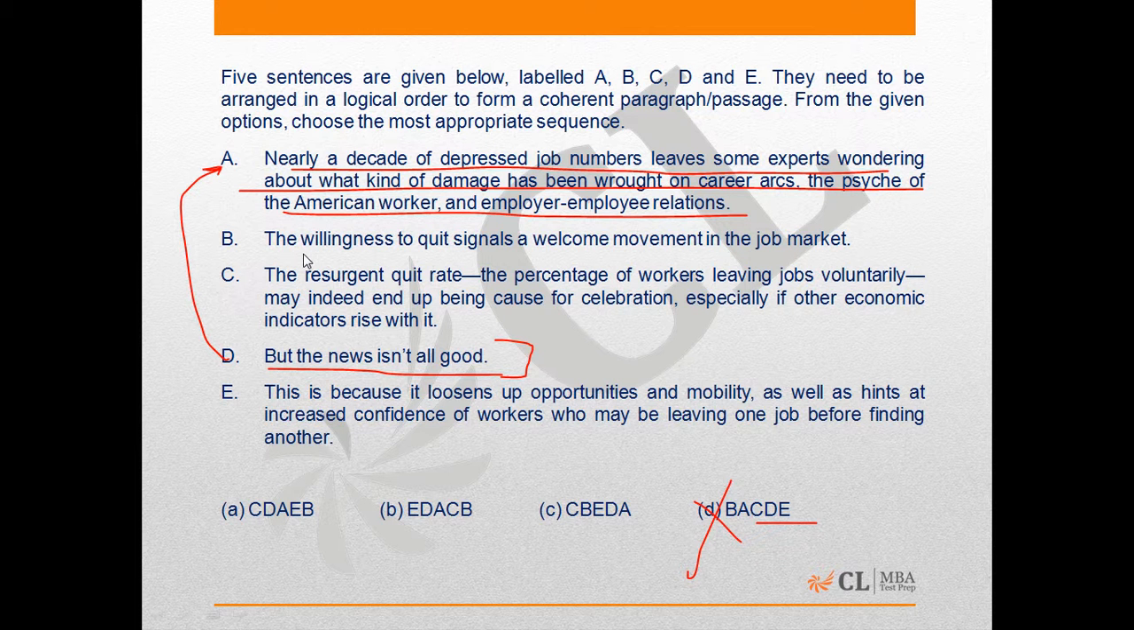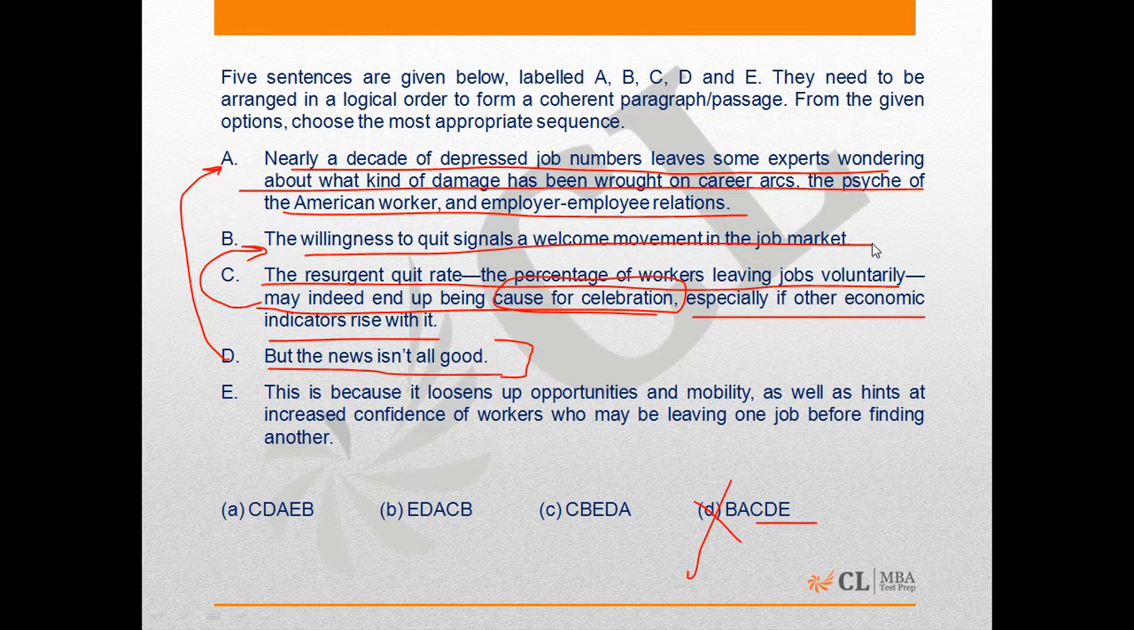Now, if you look at option C, it says the resurgent quit rate, the percentage of workers leaving jobs voluntarily, may indeed end up being cause of celebration. So this is something positive that is being spoken, especially if other economic indicators rise with it. Now, this idea is further elaborated in option B, which says the willingness to quit signals a welcome movement in the job market.